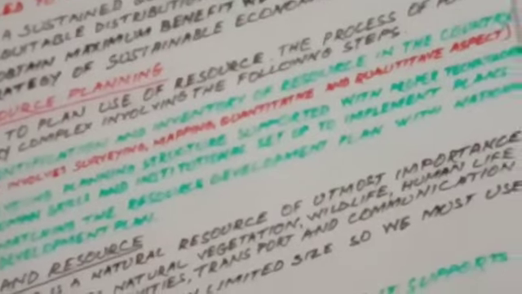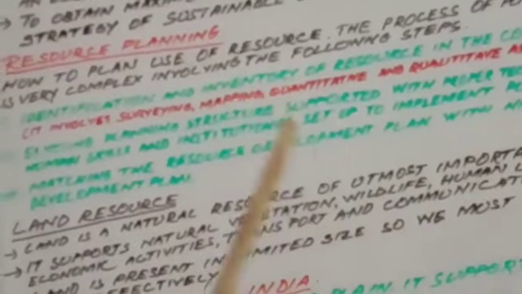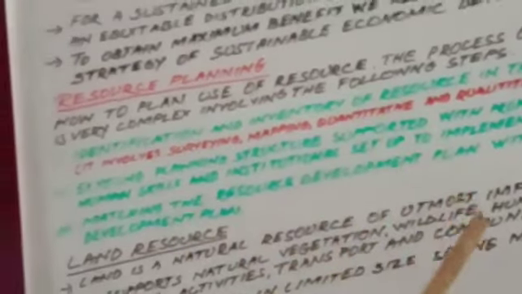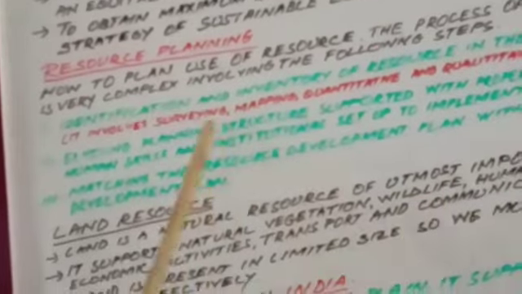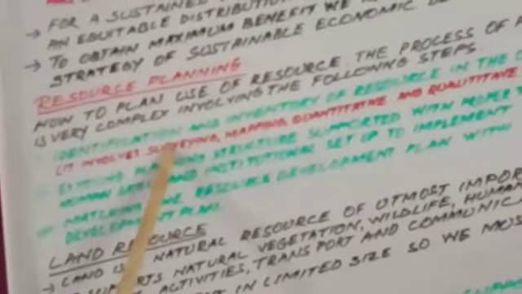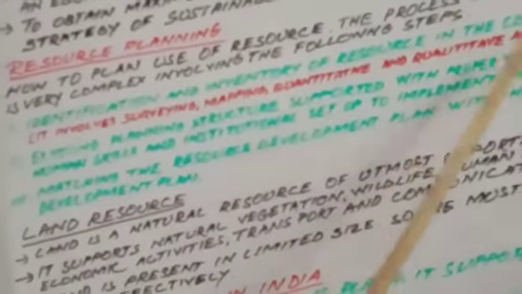Number one, identification and inventory of the resources in the country. First, we have to identify what kind of resources are available in the country. Now, this includes four or five important strategies or factors. First, we have to survey. Surveying, mapping, qualitative and quantitative aspects.